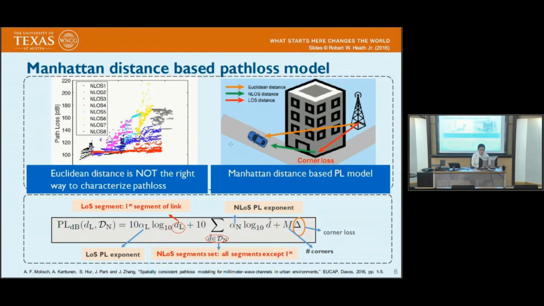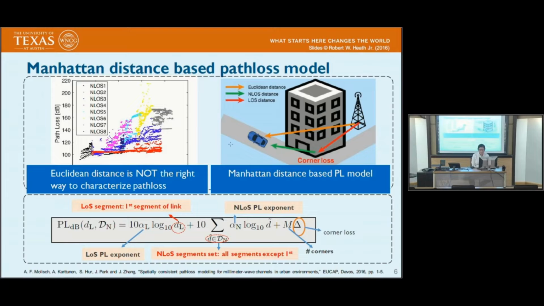So for the system model, as we said before, this paper uses a different pathloss model, which is based on Manhattan distance, which is different from the previous Euclidean distance-based pathloss model. Briefly, from the prior work, we see that the Euclidean distance is not the right way to characterize pathloss. Specifically, the pathloss exponents on different streets, even with different orientations, should be different.